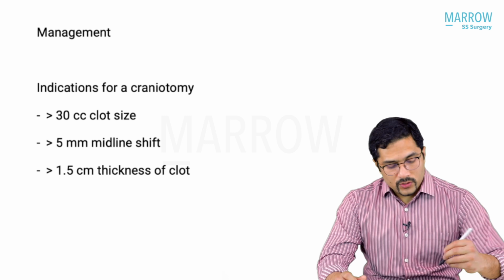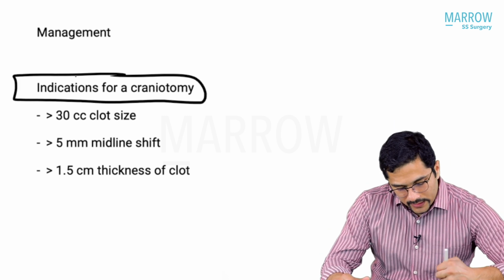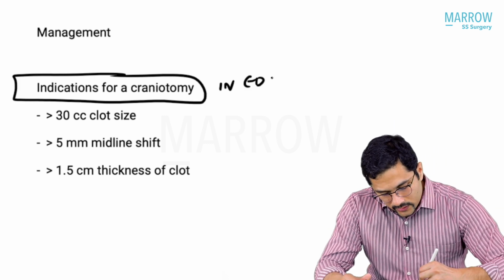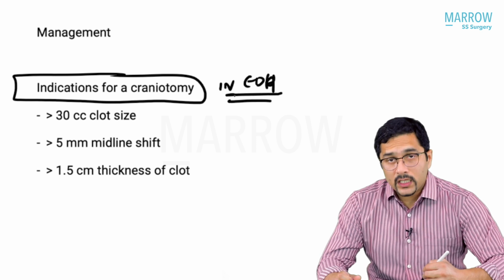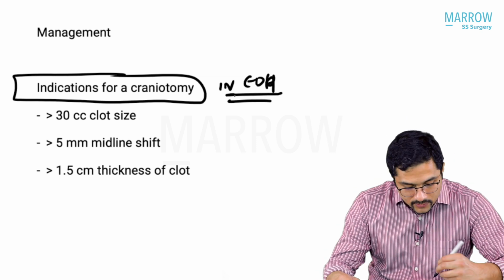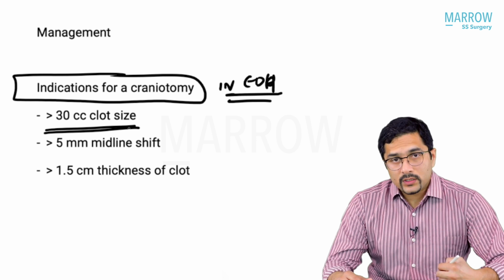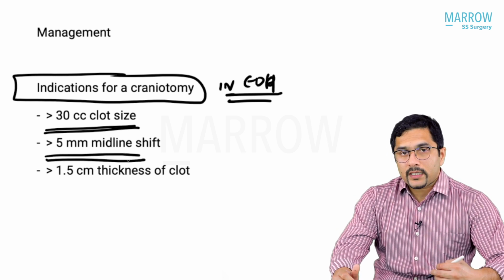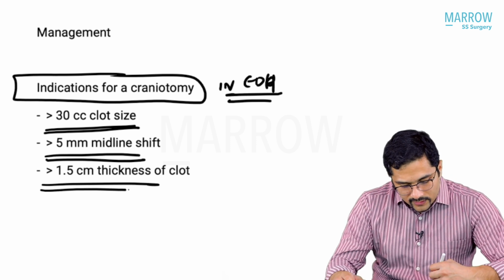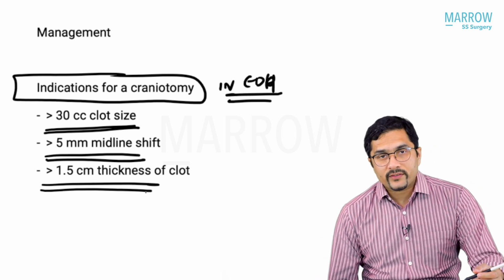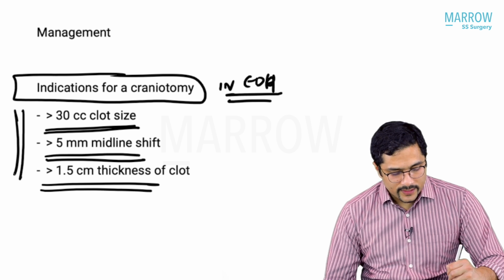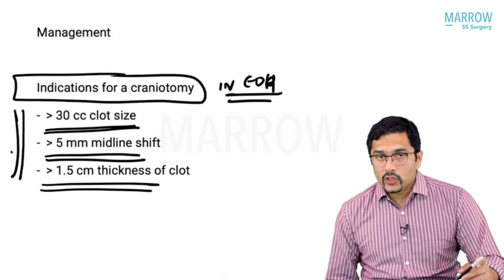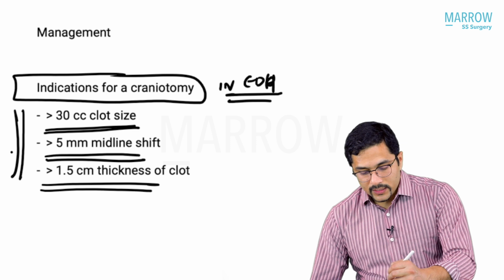One more thing which you should know, the indications for craniotomy in EDH. This again is a new thing which is mentioned in the latest Bailey and in the ATLS manual. If the clot size is more than 30 cc, if there is a more than 5 millimeter midline shift, or if the thickness is more than 1.5 centimeters, these are also indications to carry out craniotomy in a patient with EDH.